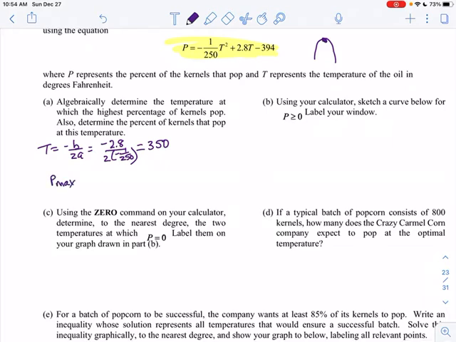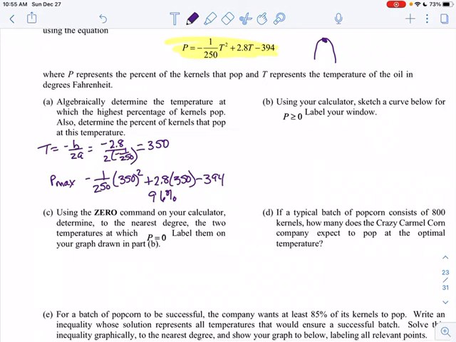So now I'm going to have to plug in 350 into my equation. So negative 1 over 250 times 350 squared plus 2.8 times 350 minus 394. And that's going to give me P, which is the percentage of kernels that pop. So this whole thing goes into your calculator, and that gives me 96% of the kernels that pop at that time. All right?